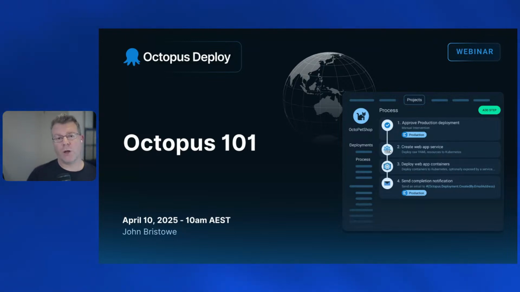So in this session, we're going to be exploring Octopus. We're going to be walking through the key building blocks of Octopus, things like projects, environments, deployment targets, and runbooks. I'll also show you how it fits into a typical CI/CD pipeline and where it can really shine, especially when you're working across multiple environments and or cloud platforms.